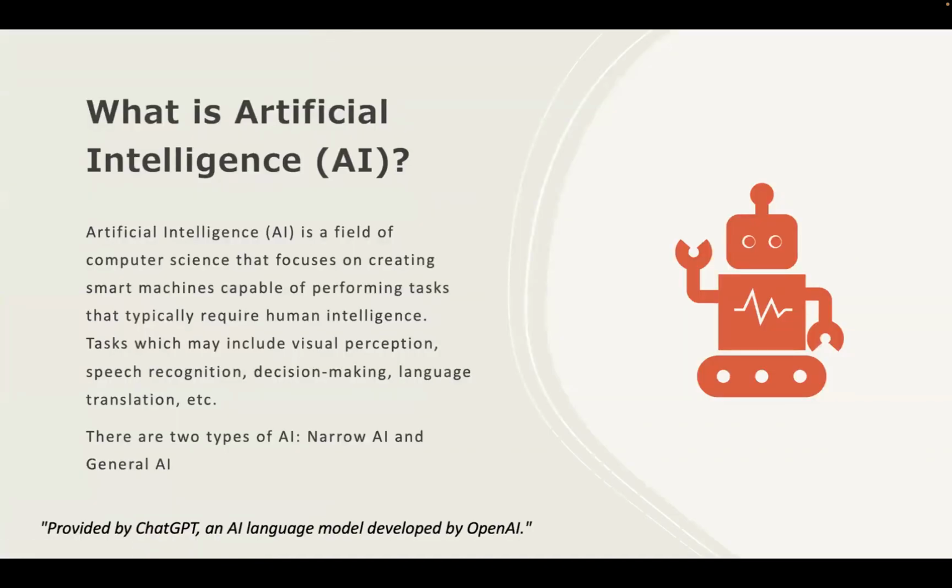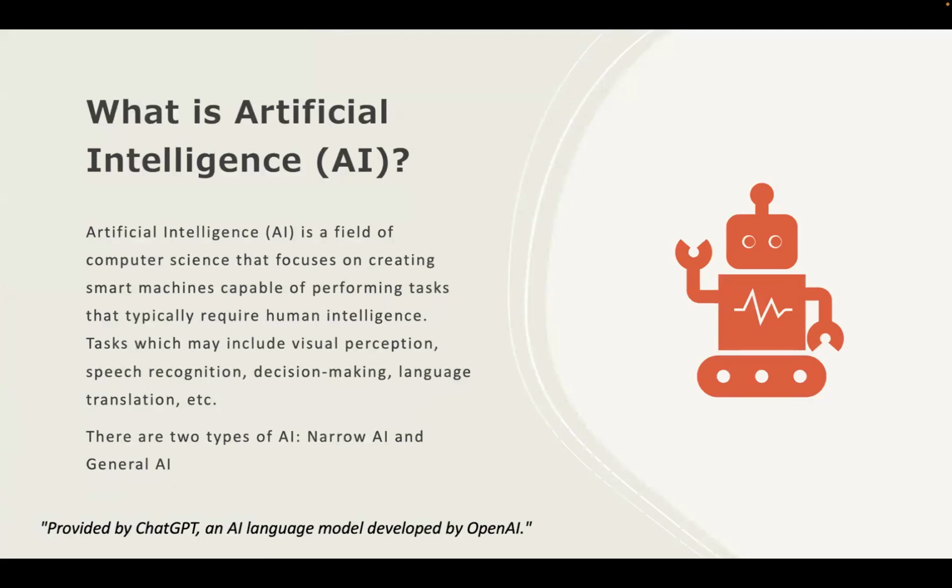So what is artificial intelligence, or AI? Well, basically it's the field of computer science that focuses on creating smart machines capable of performing tasks that typically require human intelligence. These things might include visual perception, speech recognition, decision-making, language translation.